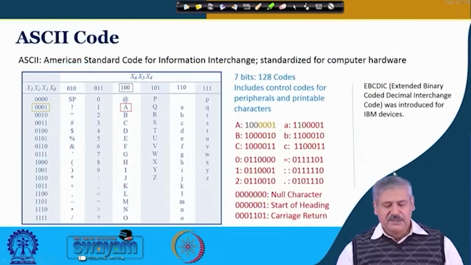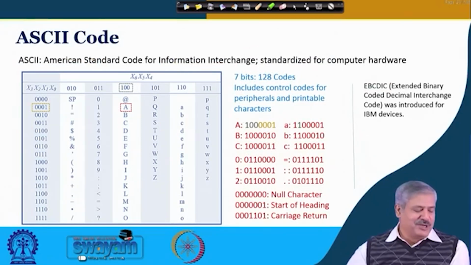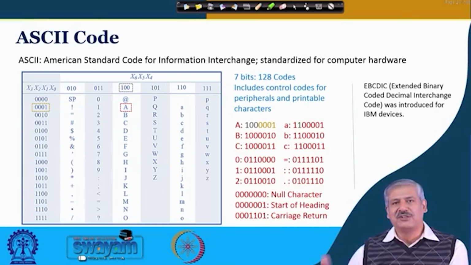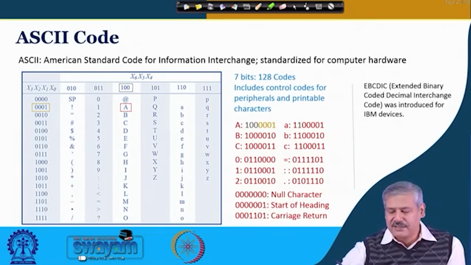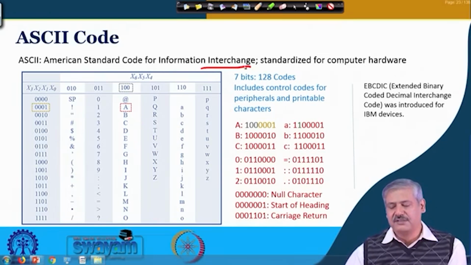And finally, this is ASCII code, where whatever we are working in the computer, or the computer is talking to a printer and all. So, in that case, the control codes and alphanumeric codes, the printable characters, etc., these are all generating ASCII code for communication from one place to another. And ASCII code, the full form of it is American Standard Code for Information Interchange, right, and this has been standardized for computer hardware, okay.